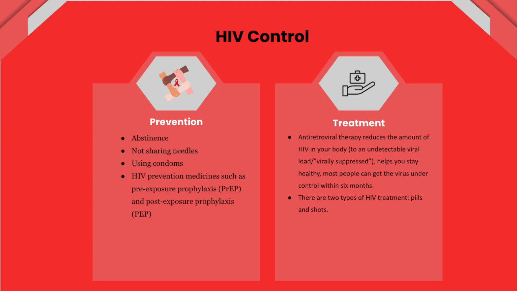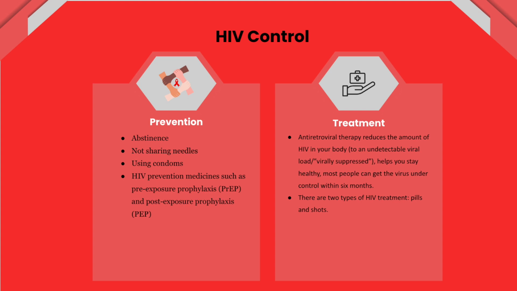HIV prevention and control can take the form of prevention, treatment, monitoring, and risk protection. For HIV prevention, some methods include abstinence, not sharing needles, using condoms, and HIV prevention medicine such as pre-exposure prophylaxis, known as PrEP, and post-exposure prophylaxis, known as PEP.